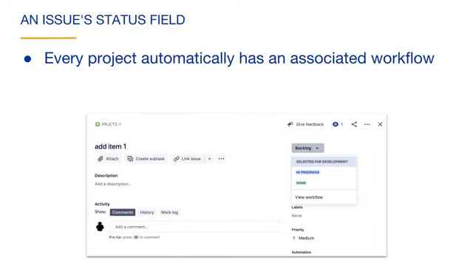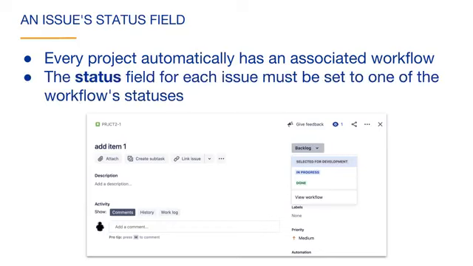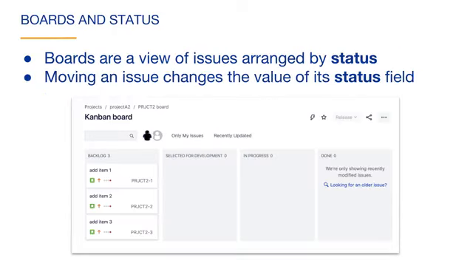In Jira, every project that is created automatically has an associated workflow. The status field for each issue must be set to one of the workflow's statuses. In this example, this issue status is currently set to backlog, and the drop-down box shows that there are 3 other statuses that we can set for this issue. We are now in a better position to understand boards. Boards are a view of issues arranged by status. When you move an issue to a different column in the board, you are changing the value of its status field.